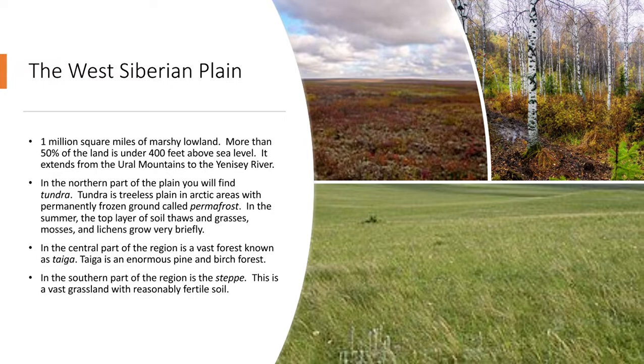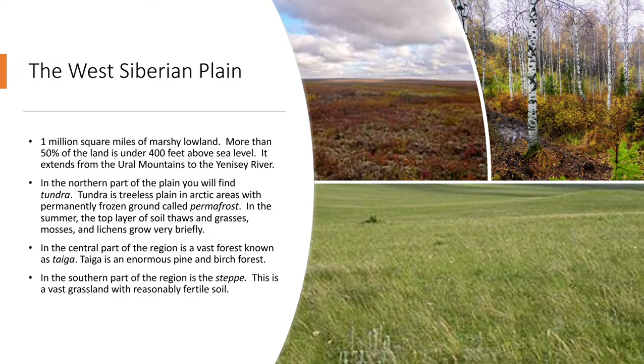There are no trees in tundra. There's not enough water to support trees or good soil to support trees. And it's in the Arctic area. So if you went to the extreme north of the West Siberian Plain, you will find tundra. The reason there are no trees and the plants are very sparse is because the ground is permanently frozen. And this permanently frozen ground is called permafrost.